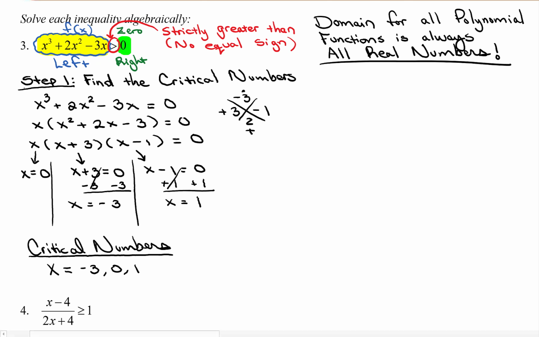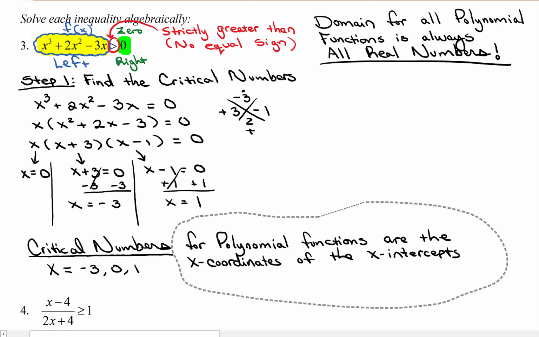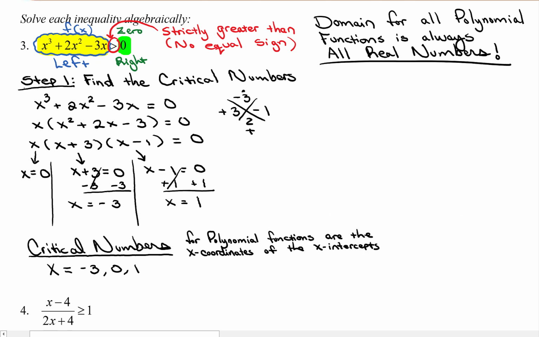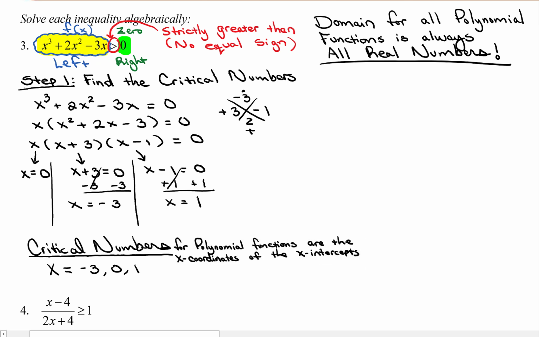Now, what are critical numbers, you're asking? The critical numbers for polynomial functions are just the x-coordinates of the x-intercepts. That's basically what they are, okay? So when you set a polynomial function equal to 0 and you solve, it's like you're finding the x-coordinates of the x-intercepts. Am I right? Yeah. So imagine if you were doing the graphing method, right? We're going to take a one-dimensional number line and split it up using these x values. This is going to be our step 2. We draw this number line part. So step 2 is going to be create a number line.